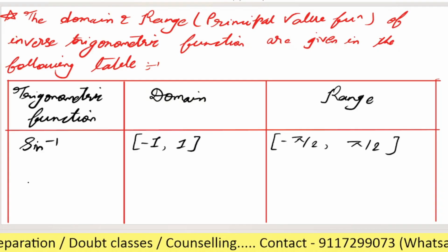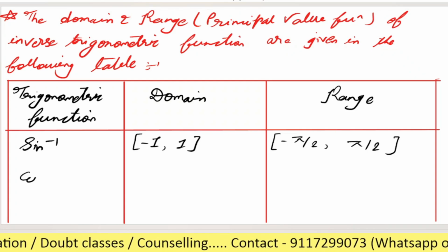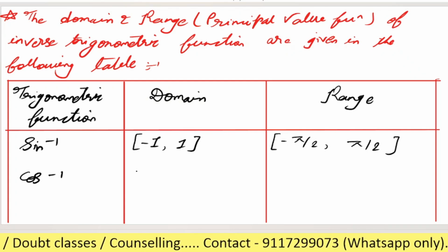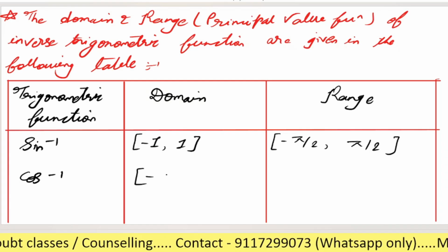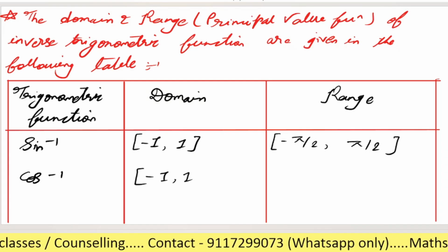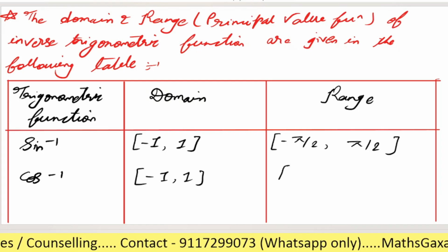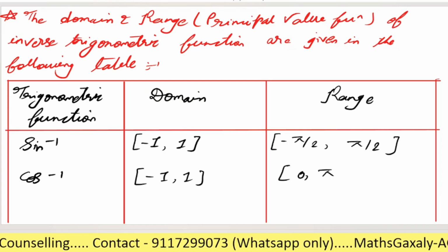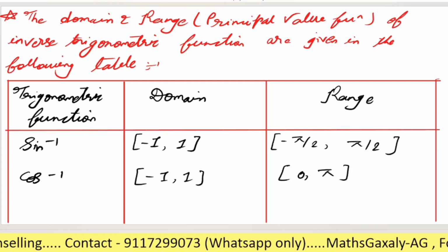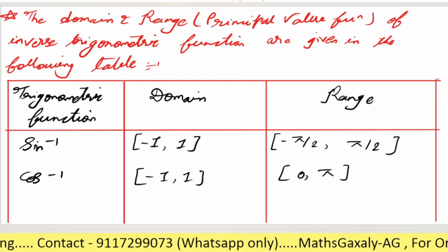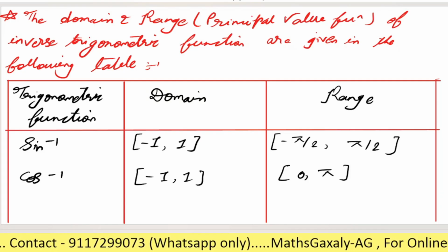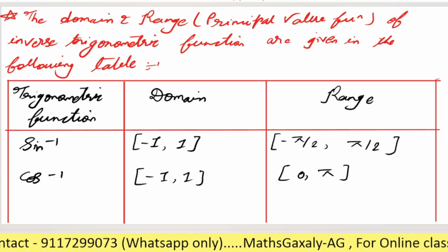Is it clear? Similarly, cos inverse. So for cos inverse, it's again -1 to 1, right? And the range will be 0 to pi. The range will be 0 to pi. Is it clear now?